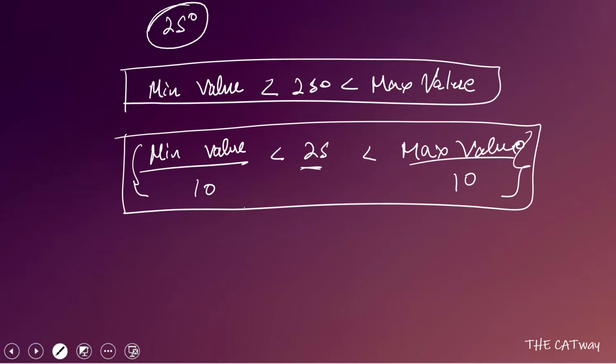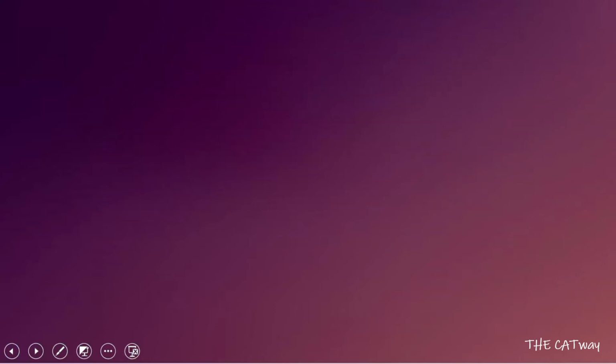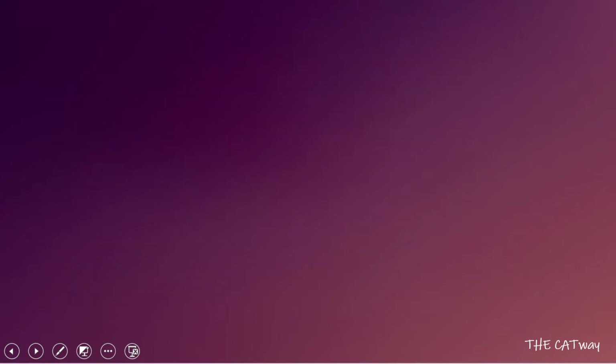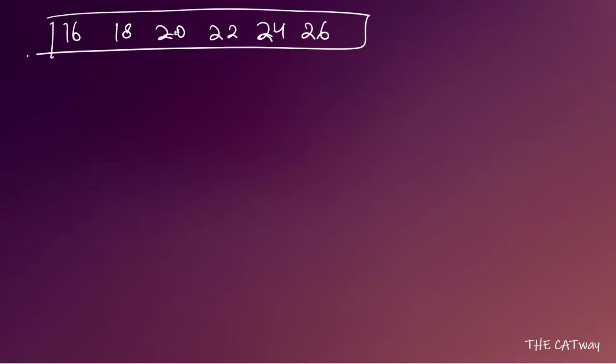So now the question arises: how are we going to find the minimum value of the average and the maximum value of the average? Let us again come to city 1. In city 1, I have told you that these values are definitely going to be there: 16, 18, 20, 22, 24 and 26. So these 6 values are 100% going to be present over there.